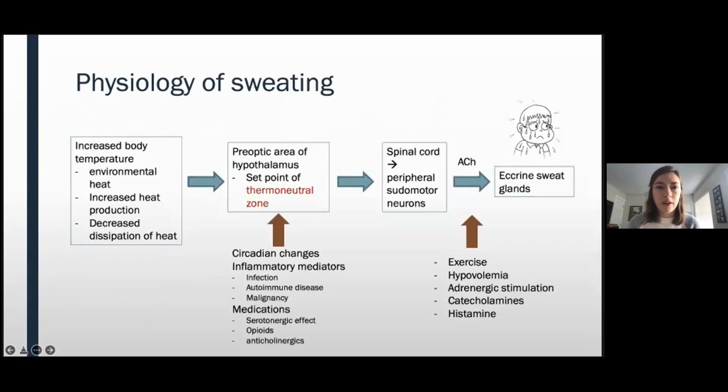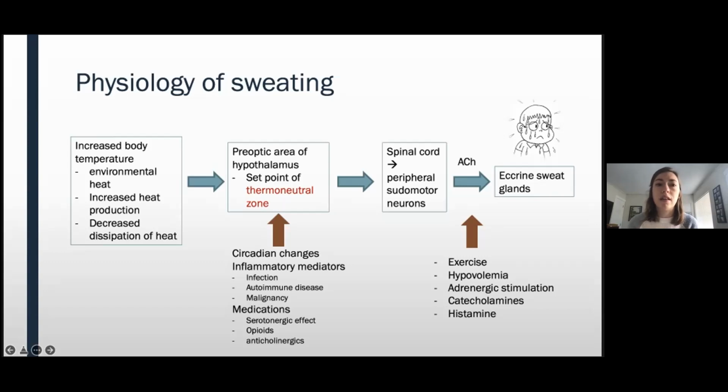So how do we sweat? How does our body know to start producing sweat? Our body senses increased body temperature with peripheral temperature sensors in the skin. And this can be through increased environmental heat, increased heat production by the body, or decreased ability to dissipate the heat that's being produced. This information is then sent to the preoptic area of the hypothalamus. This is the region of our brain that sets the thermoneutral zone. And when we're outside of the thermoneutral zone, that's when we feel hot or cold and start sweating.